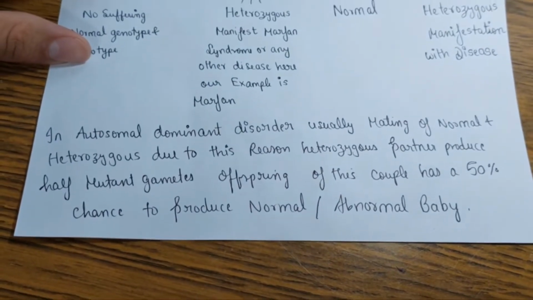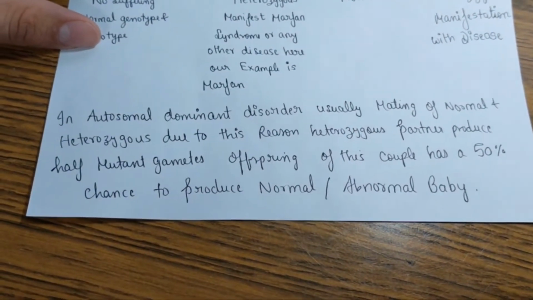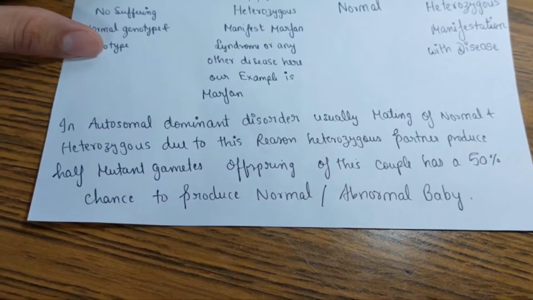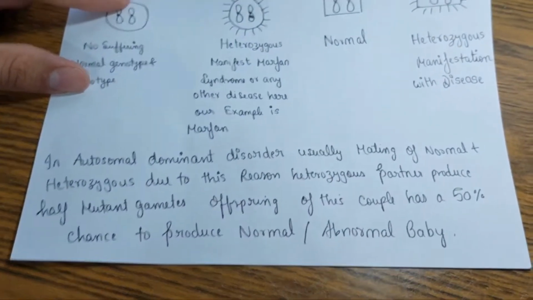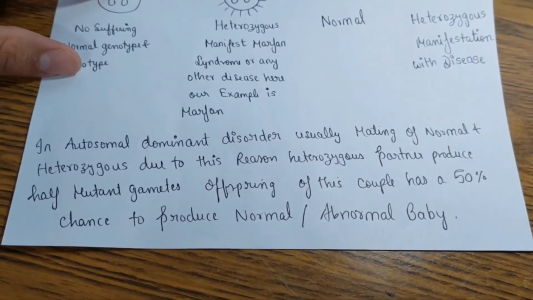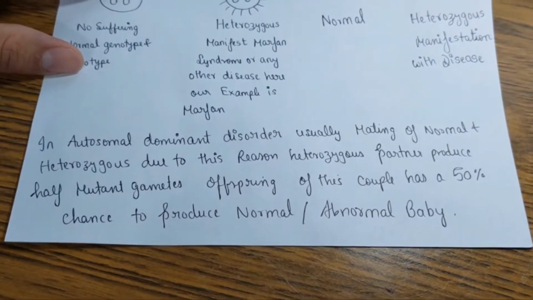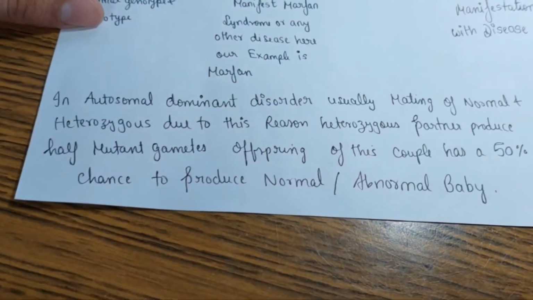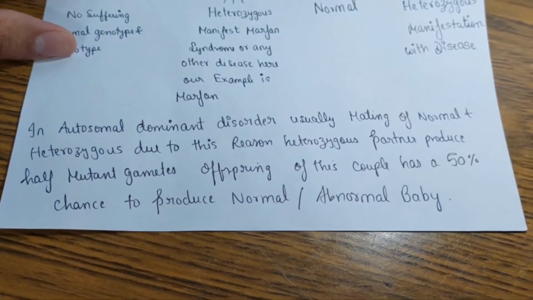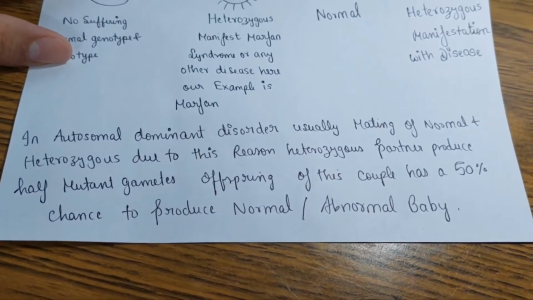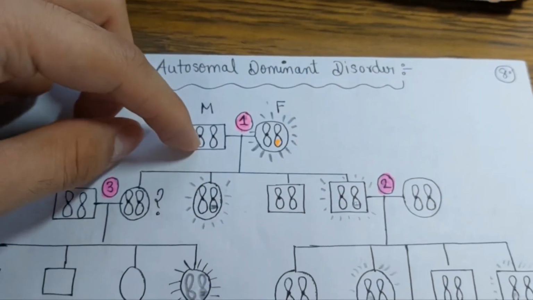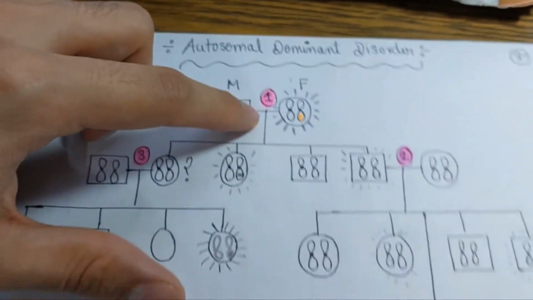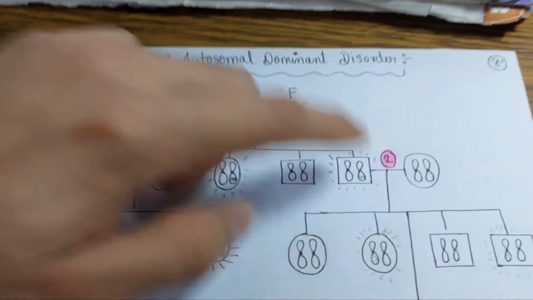So in autosomal dominant disorders, if there is mating of a normal person and a disease-carrying person, half of the mutant gametes of this couple can go to either of the kids. So there is a 50-50% chance to produce a normal baby and an abnormal baby. Now we had seen the first generation, where the male was normal, the female was abnormal, and they had 1, 2, 3, 4 kids.